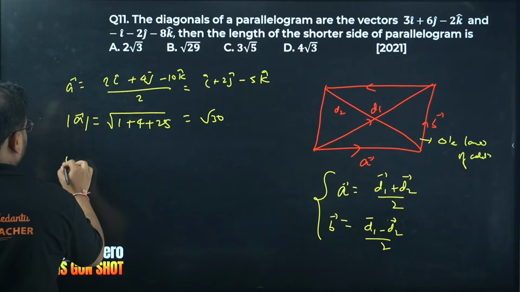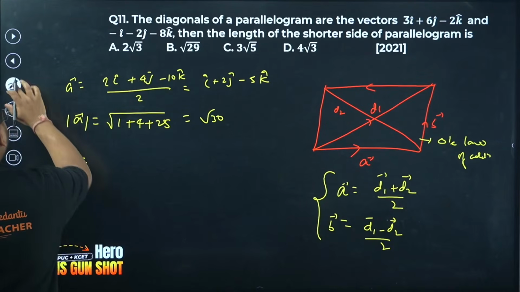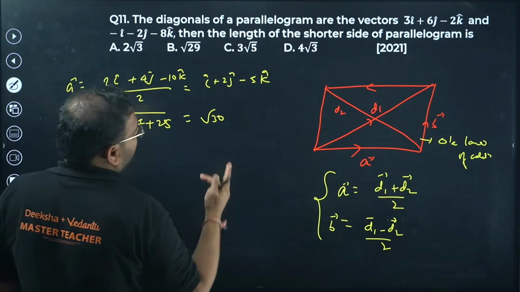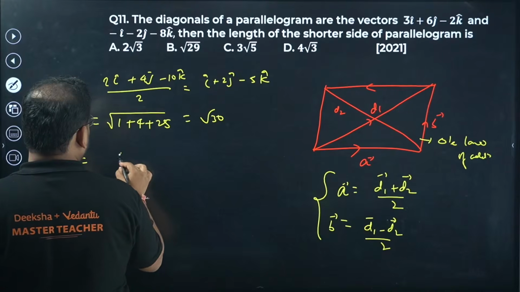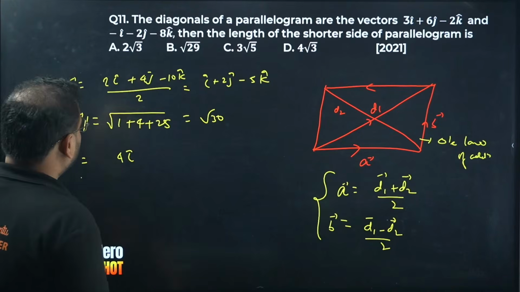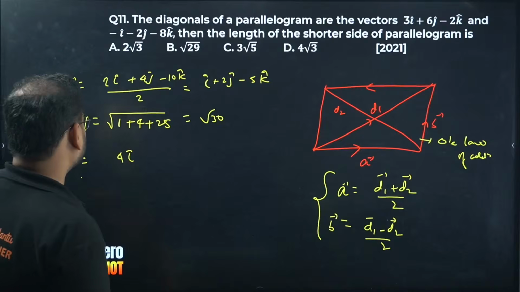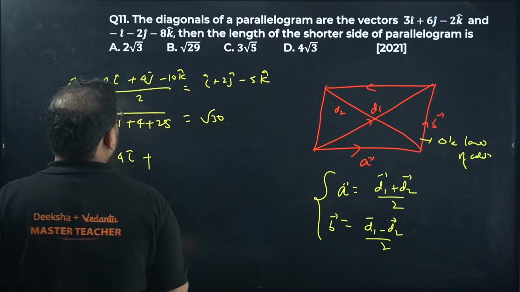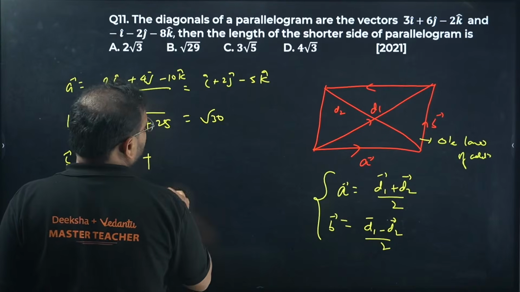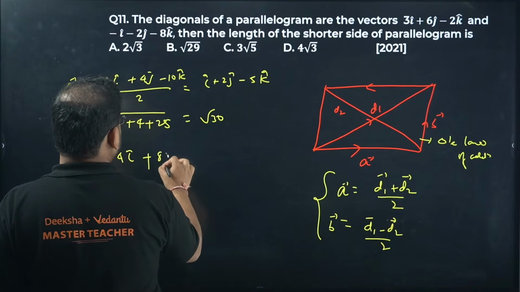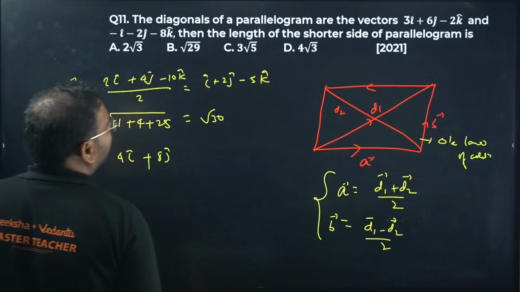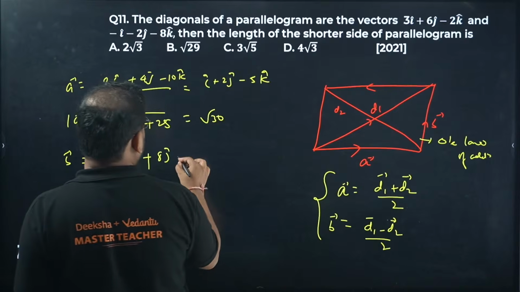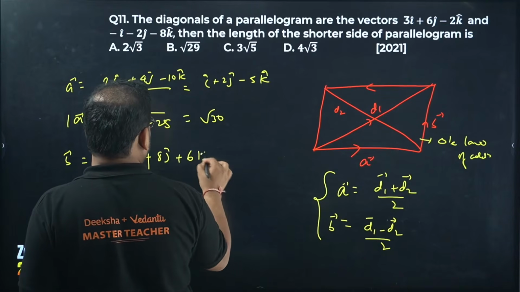Okay. Same way find the vector B, without finding the modulus yet. Vector B. Difference now. 3 minus of minus 1 becomes 4i cap. Yeah, 4i cap. And we have 6 minus of minus 2, that becomes 8 only. So we'll have 8j cap. And over here we'll have minus 2 plus 8, right? So plus 6k cap, right?